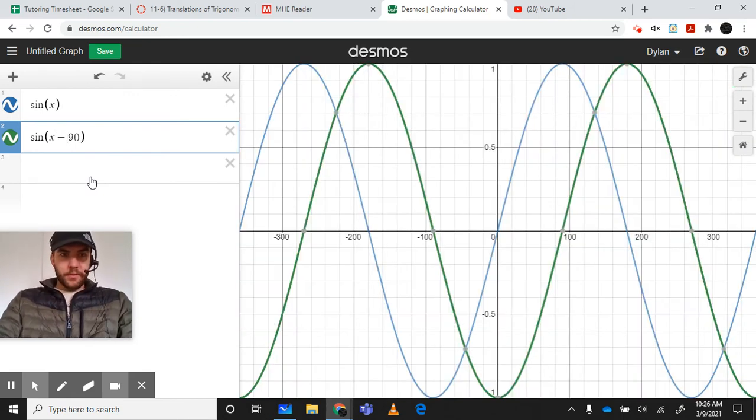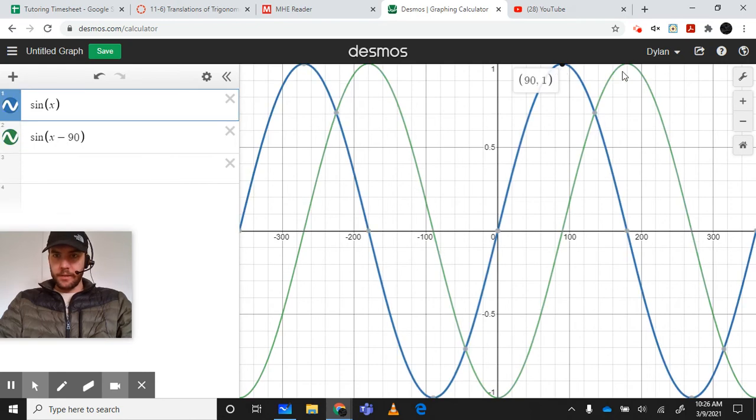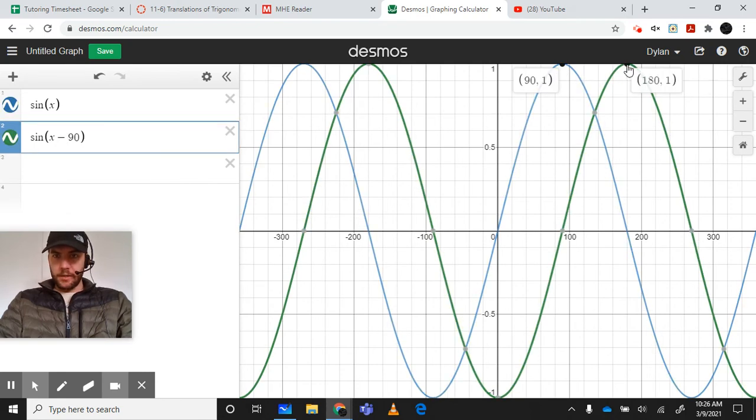With that one, it's a little more clear that we're just moving to the right by 90 degrees. All of my points along that sine graph have been shifted to the right by 90 degrees. So whereas before we were at 90 at the peak, now we're at 180 at the peak. But that's really all there is to it with the horizontal translations. Just like any other function, if we add or subtract from our variable, if we do x plus 90 or x minus 90, that's going to shift our whole graph to the right or to the left.